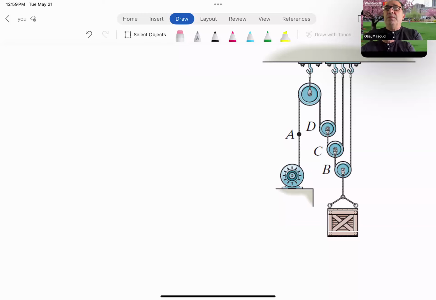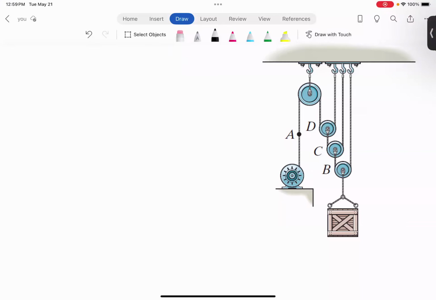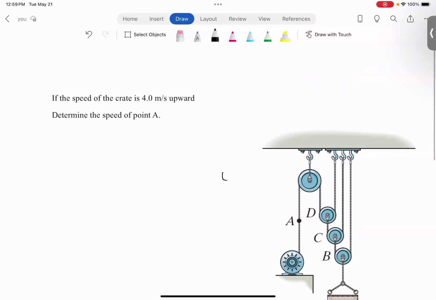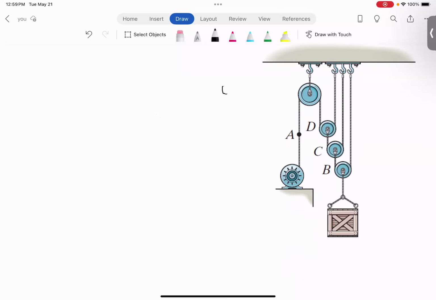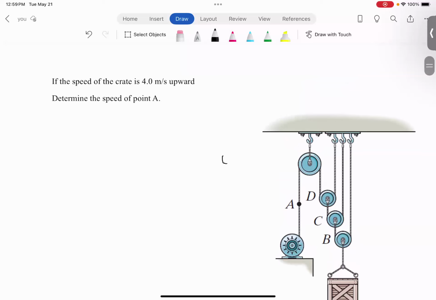So let me close my camera. There we go. I want to solve this problem for you. If you look at, let me just move this down. Sorry, guys. So this is the statement of the problem.